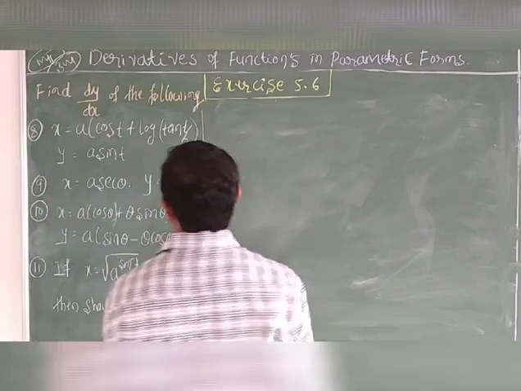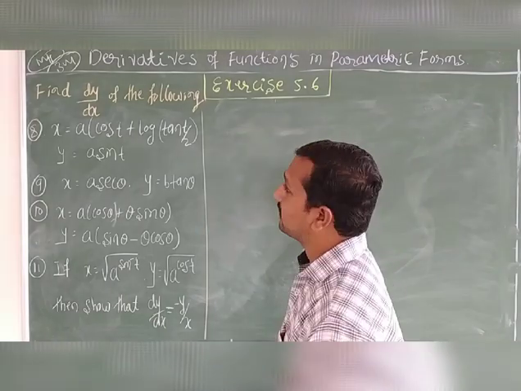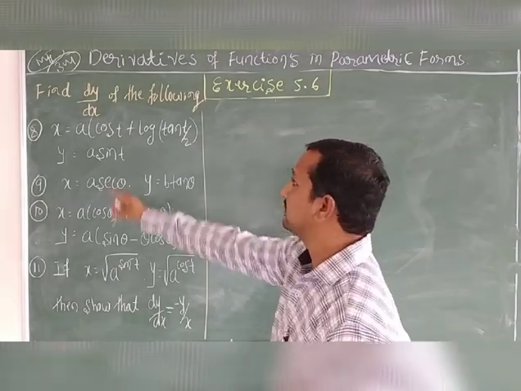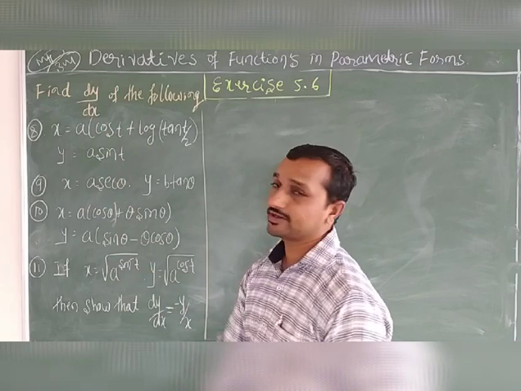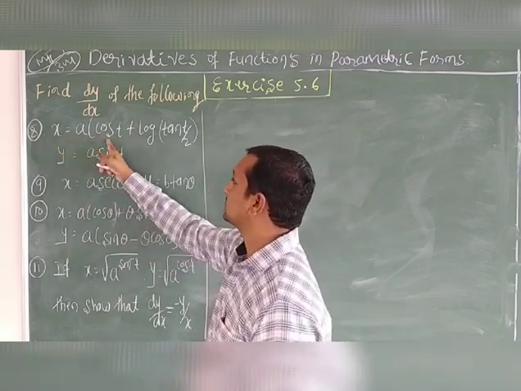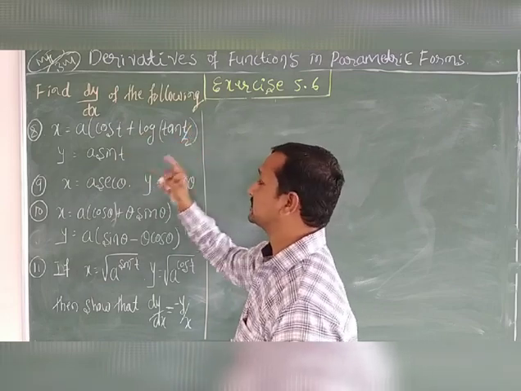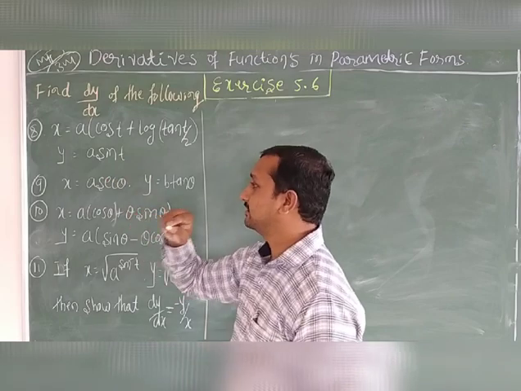Yes, friends. So these are the remaining examples of exercise 5.6. So that is also the same: find dy by dx of the following. The eighth example is x equal to a in the bracket cos t plus log of tan t by 2. This is chain rule differentiation. Then y equal to a sin t.